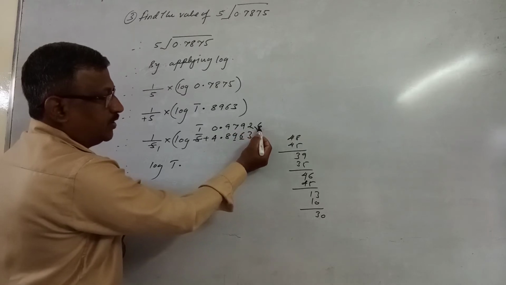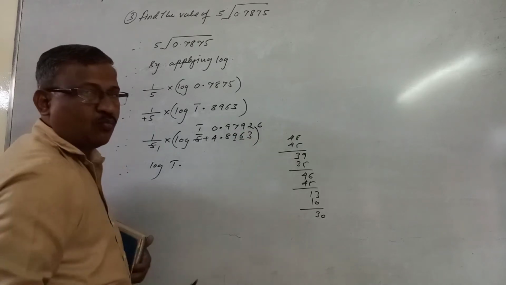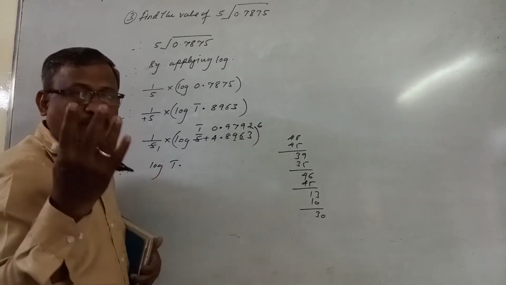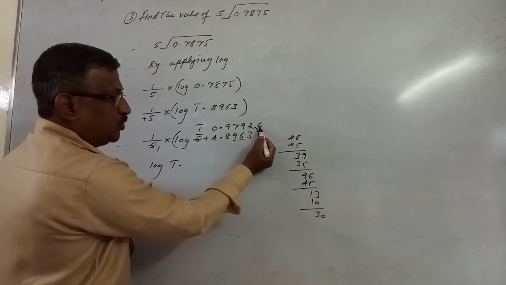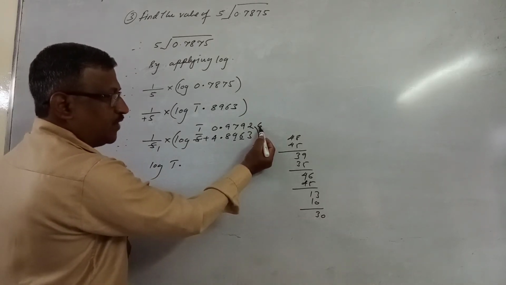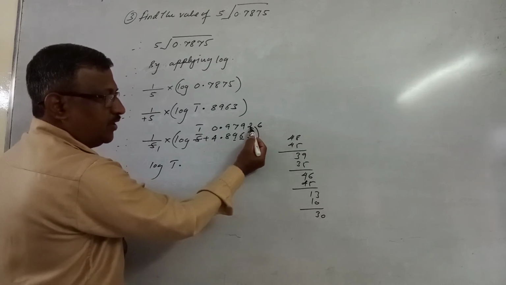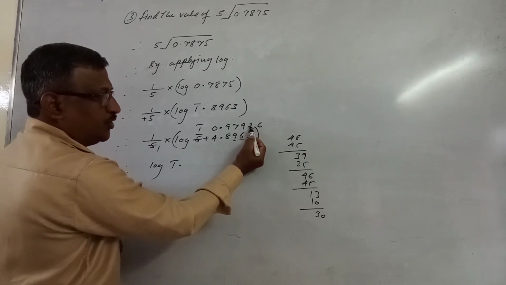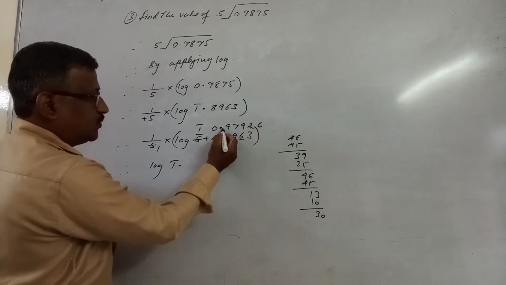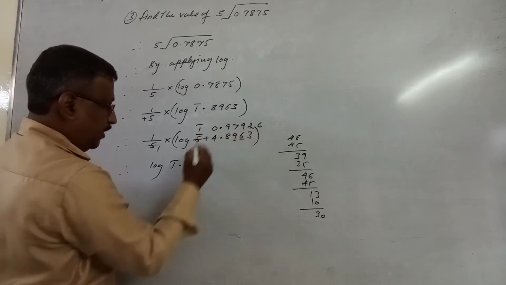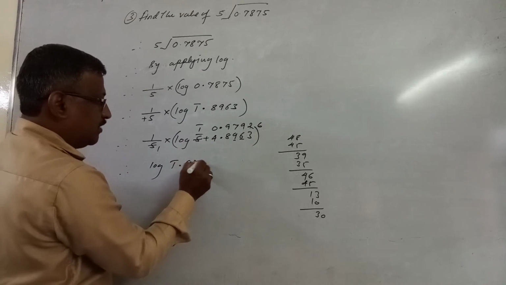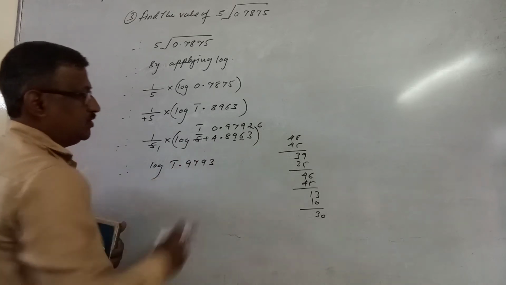0.9792. But here there are more than 4 digits, and whenever there are more than 4 digits, you have to correct them up to first 4 decimals. So as per the rule, if the fifth digit is 5 or more than 5, you have to increase the fourth digit by 1. So here fifth digit is 6, so we have to increase this 2 by 1, right? So it is taken as 3. So it is taken as 0.9793. So 0.9793. So this is how we have to divide.